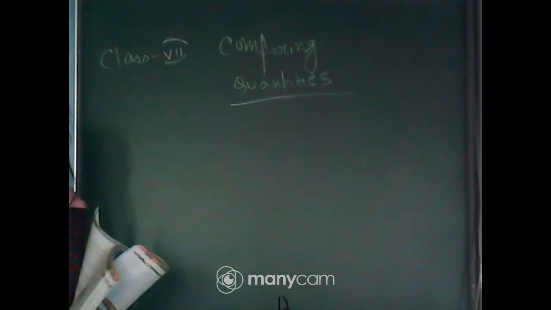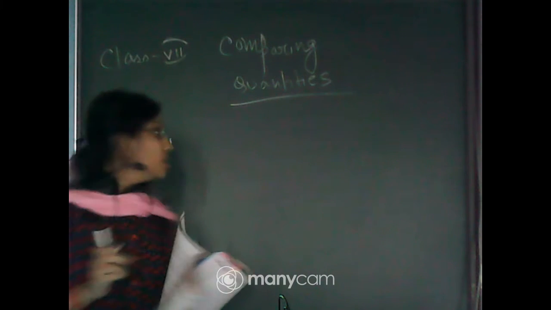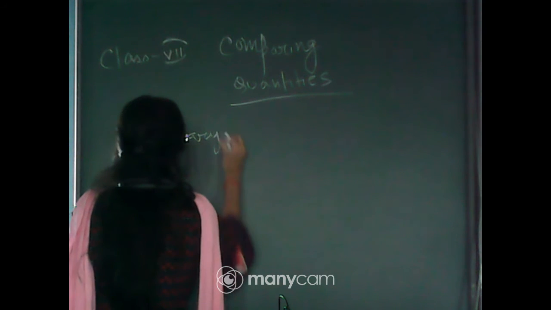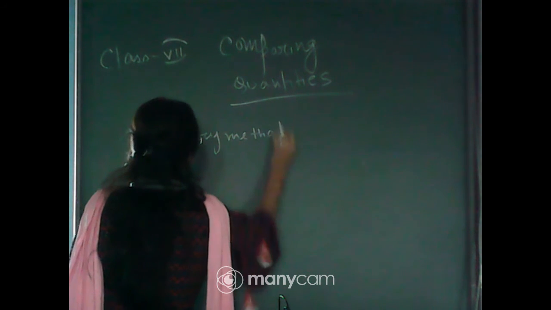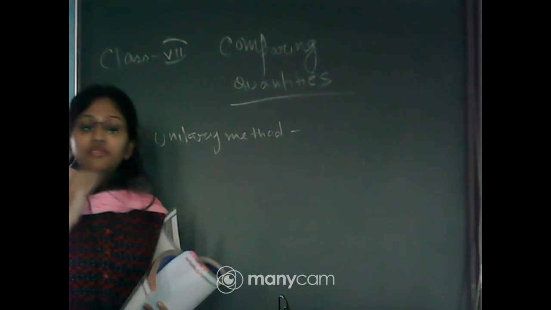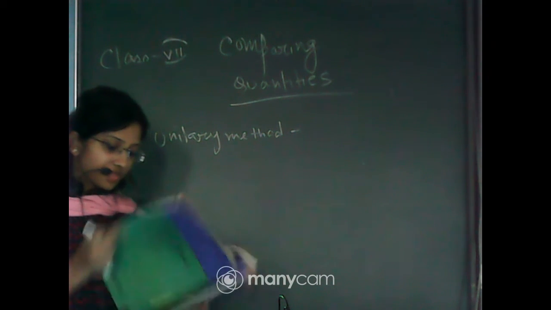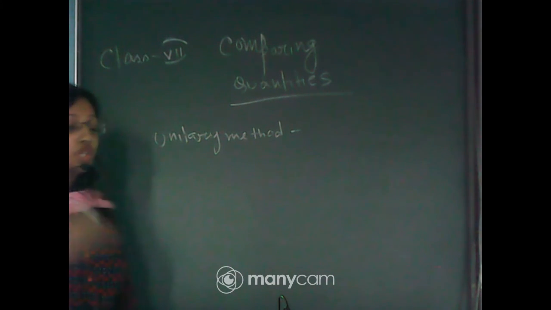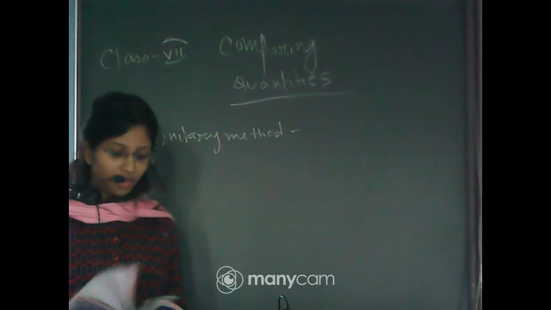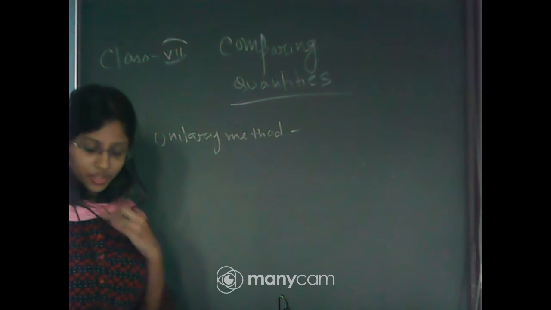In the previous classes, we also have learnt a method known as unitary method, isn't it? In this method, we first find the value of one unit and then find the value of required number of units. Okay. Now we will do the exercise 8.1.